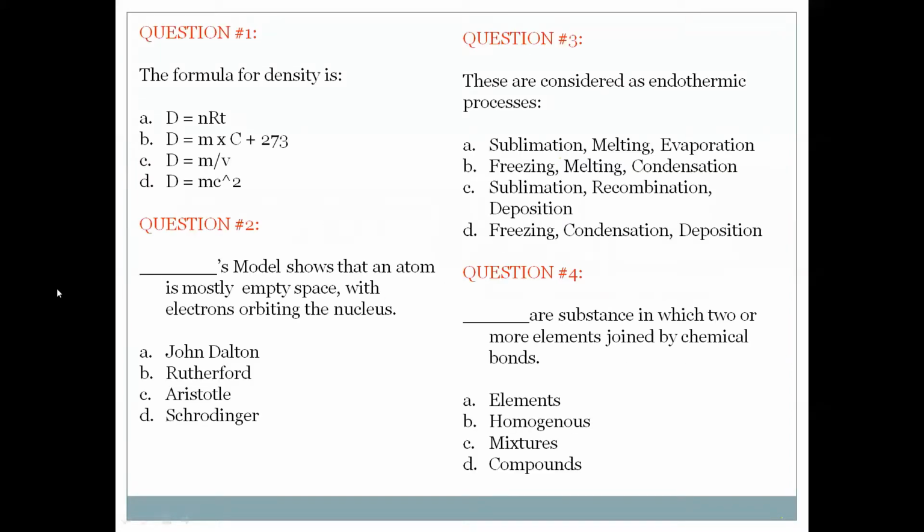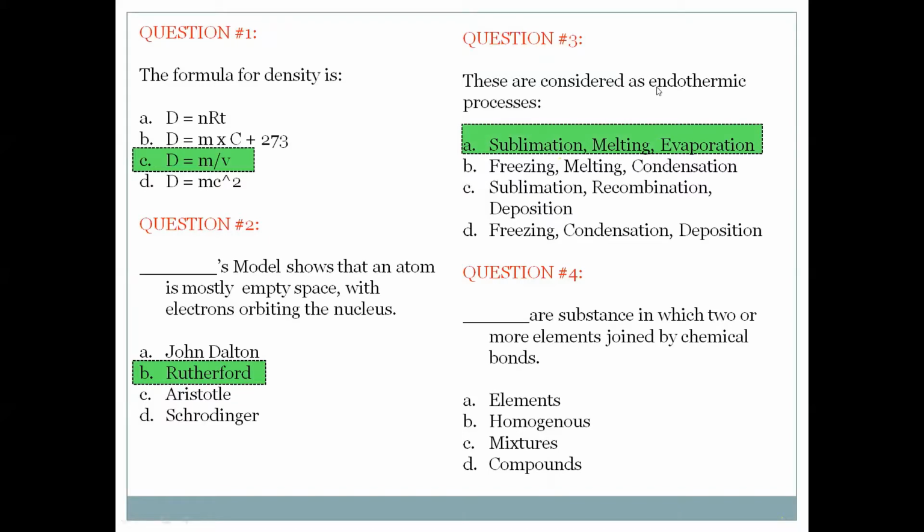Okay, so question number 1. The formula for density is D is equals to M over V. Okay, question number 2. Planck's model shows that an atom is mostly empty space with electrons orbiting the nucleus. It is Rutherford's. Next, these are considered as endothermic processes. It is A. Sublimation, melting, and evaporation.